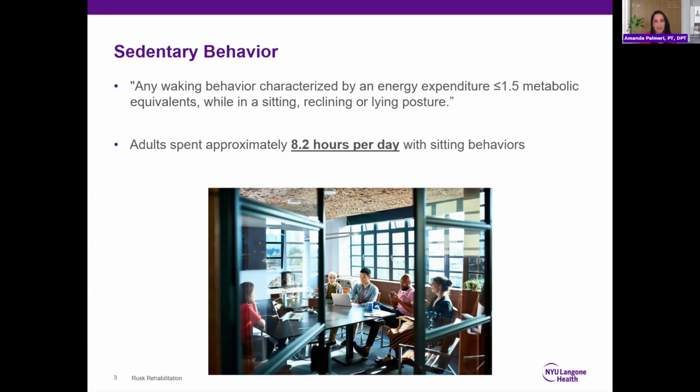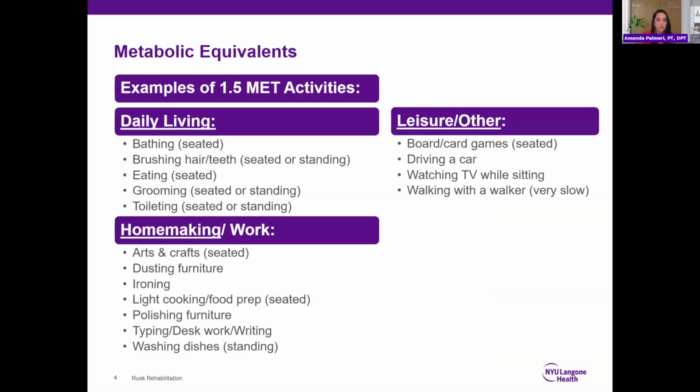So let's define sedentary behavior, and I might use that term, sedentary behavior, talking about the behavior of either sitting, reclining, or lying down posture where energy expenditure is less than 1.5 METs, and we can define what that is. The research supports that adults on average spend approximately 8 hours per day in sitting behavior or in sedentary behavior. And there might be several reasons for that we'll go through, but let's define what that 1.5 METs might be.